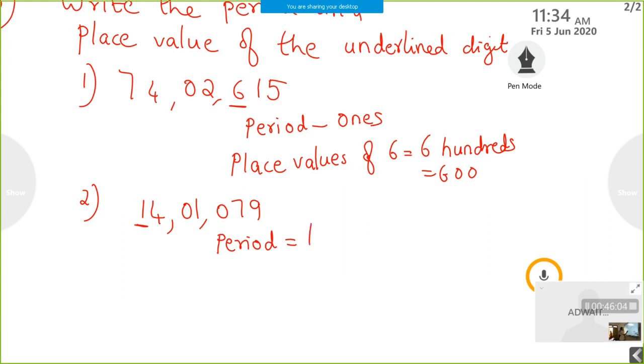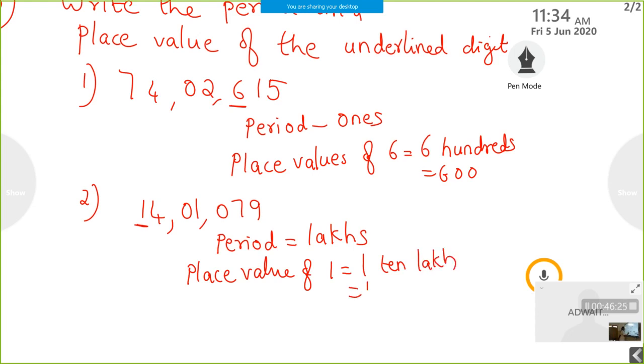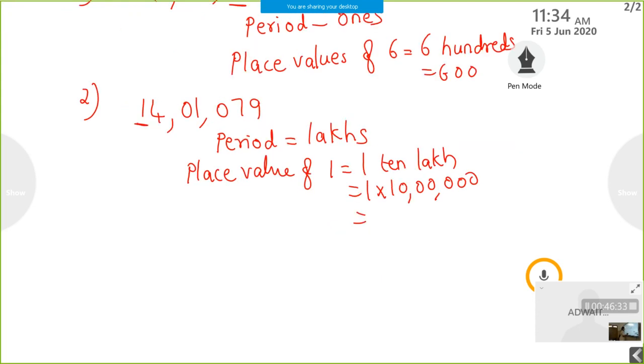It belongs to lakhs period, isn't it? Period is lakhs period, but the place is 10 lakh, but the question is for period, so it belongs to lakhs period. And what is the place value? Place value of 1 equals 1 into 10 lakh. This is only to clear how to write it in numeral. 1 into 10 lakh is 10 lakh.